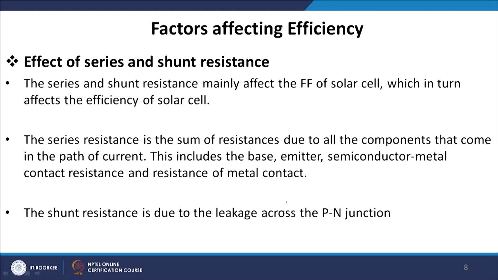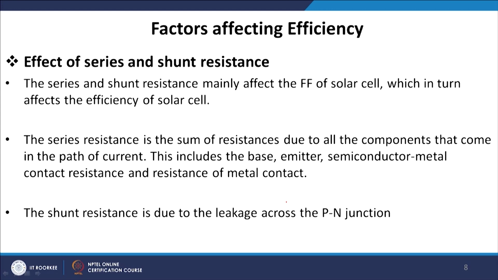Now, because of the series resistance and shunt resistance, the fill factor value can change significantly. The series and shunt resistance mainly affect the fill factor of the solar cell, which in turn affects the efficiency of a solar cell. The series resistance is the sum of the resistance due to all components that come in the path of the current. So, whenever current flows in a circuit, whatever source of resistance it feels while going to the electrode acts as a series resistance. This includes the base, emitter, semiconductor-metal contact and resistance of the metal contact. So, that is why sometimes we make a finger electrode to minimize the series resistance as much as possible. The shunt resistance is due to the leakage current across the PN junction.